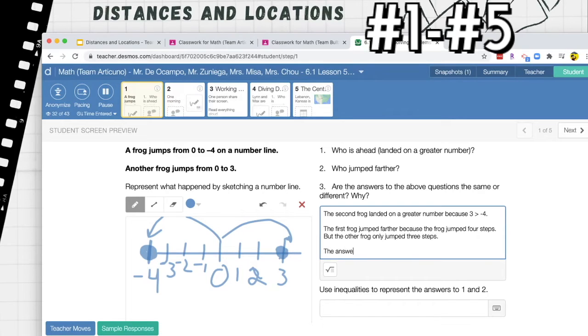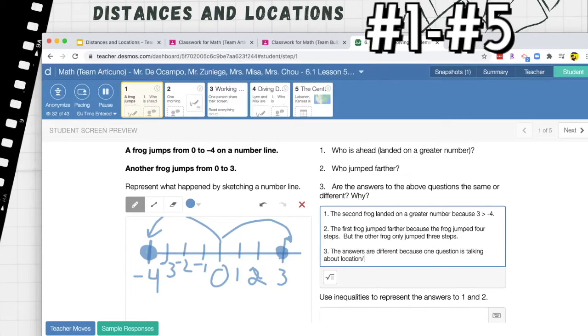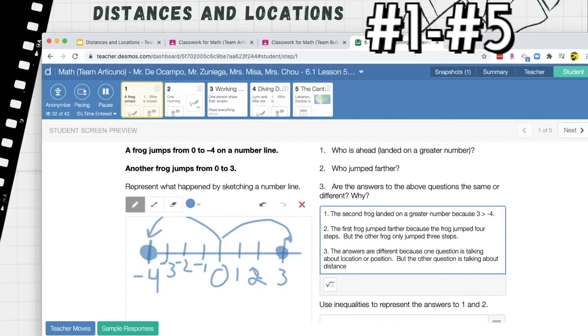The answers are different, so this is number 3, this is number 2, this is number 1. The answers are different because one question is talking about location or position, but the other question is talking about distance jumped. So these are 3 ways to answer it.